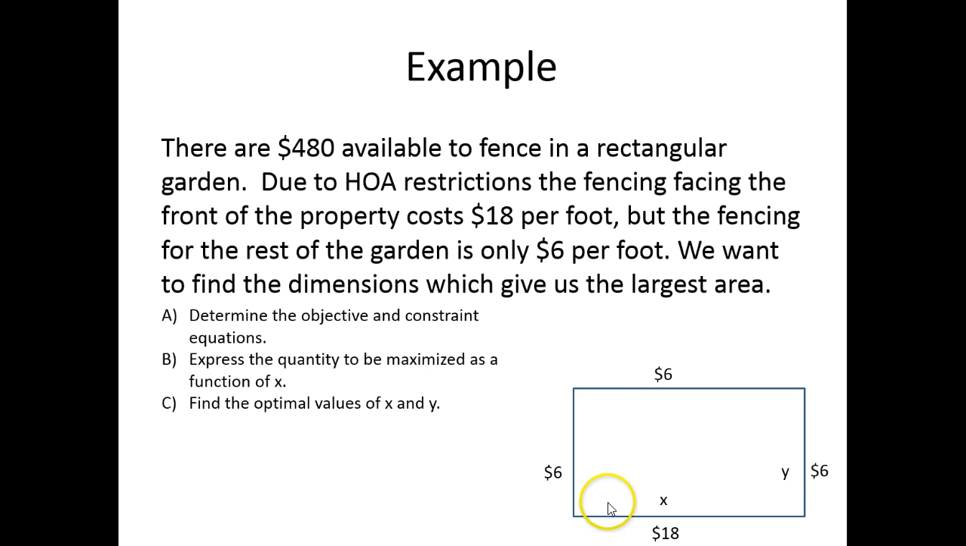Here's a sketch of it. We have a rectangular garden. The front fencing is $18 a linear foot. The rest are $6 a linear foot. Notice the front and the back have the same x measurement, and the two sides have the y measurement.